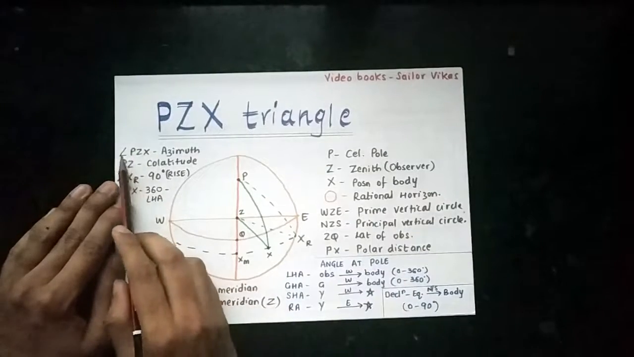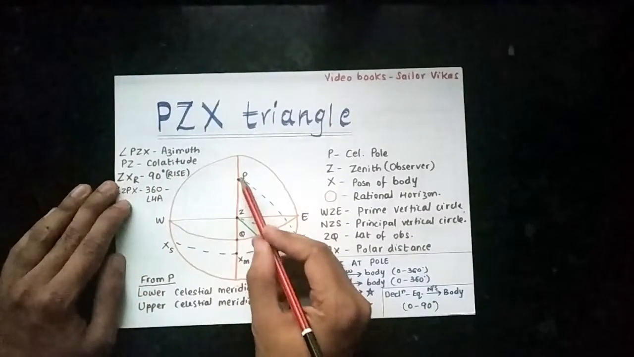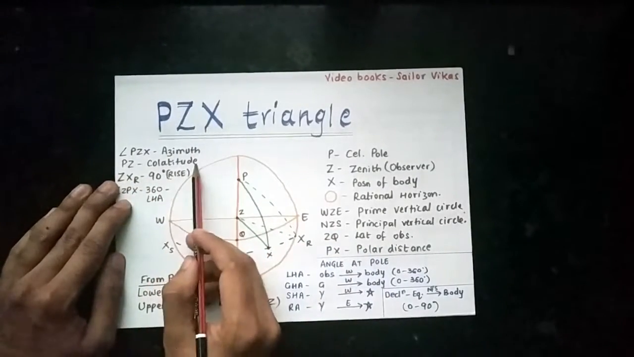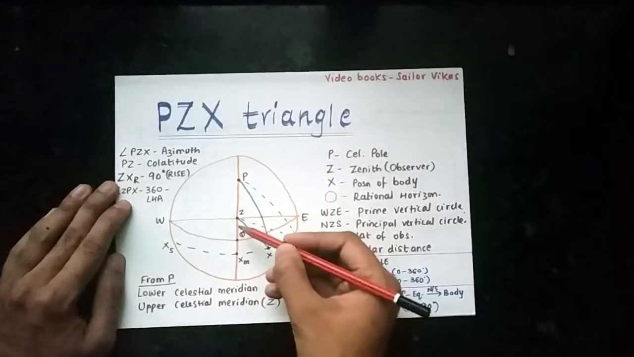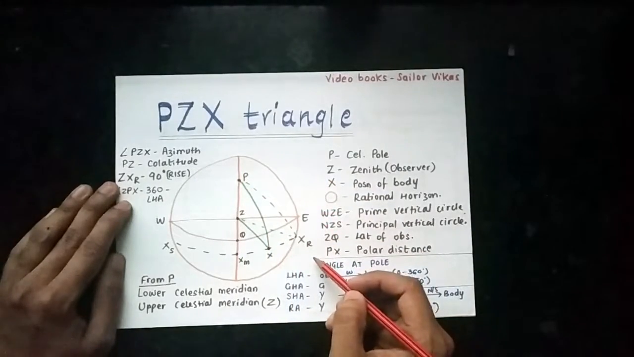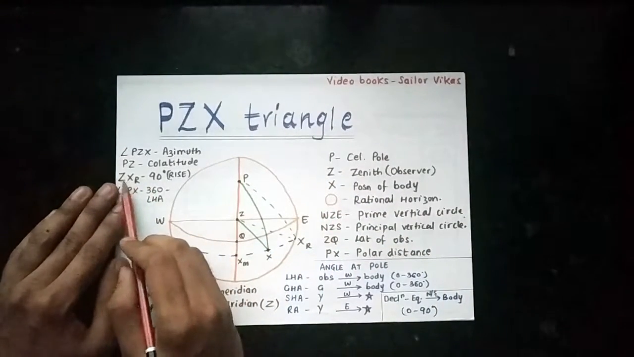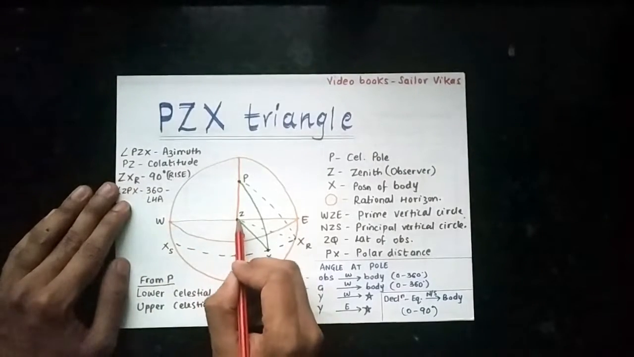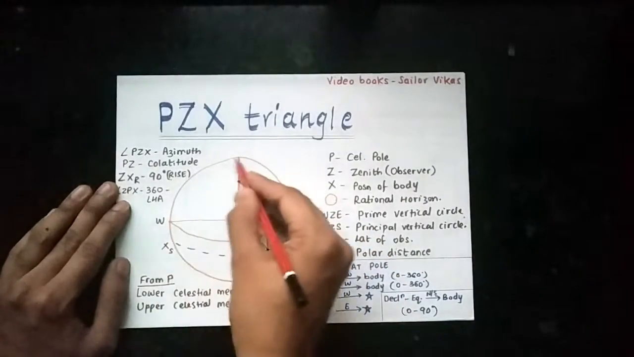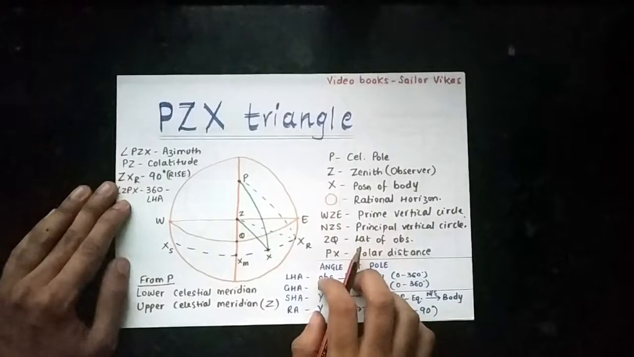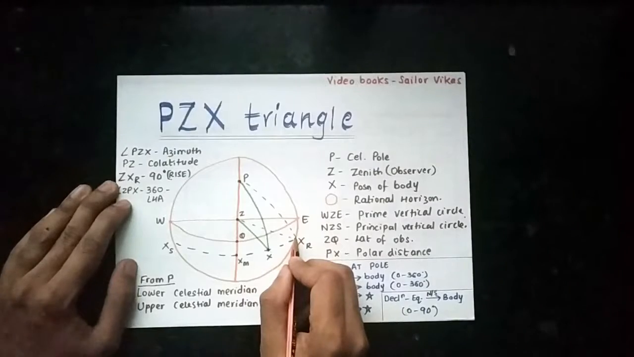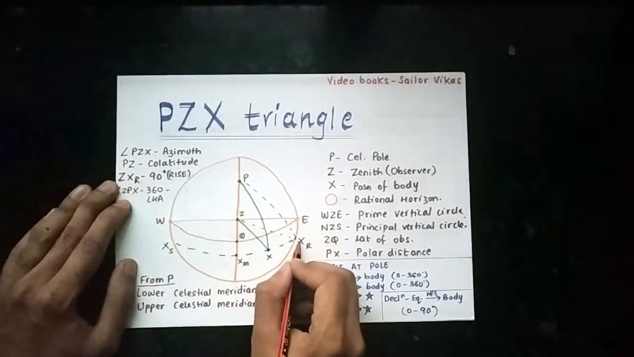Other than this, angle PZX is the azimuth. So this angle is the azimuth. PZ is the co-latitude. As you know that ZQ is the latitude, so 90 minus the latitude will be the co-latitude, that is nothing but PZ. Other than this, we have ZXR. So this is Z, this is XR. Now any body which is on the horizon, that means either the body is rising or it is setting, the distance from Z to this point will always be 90 degrees. So that is why ZXR is given as 90 degrees.